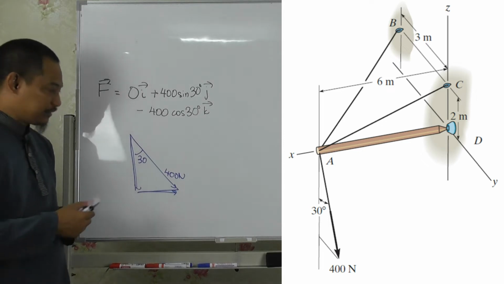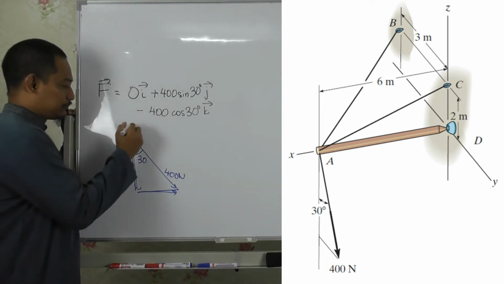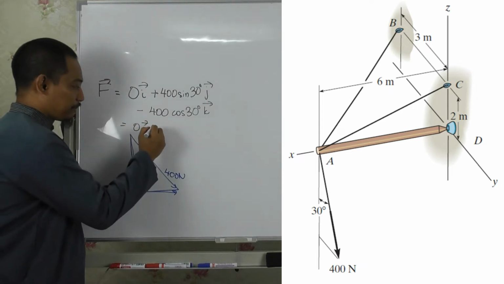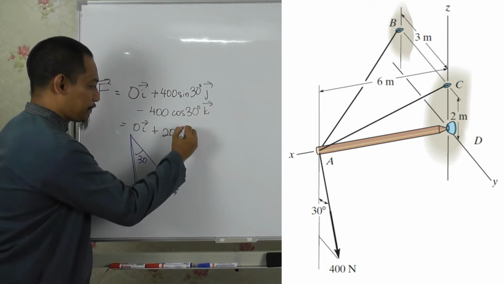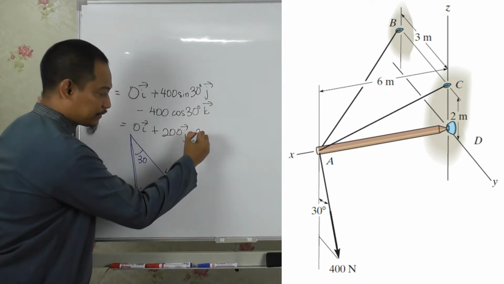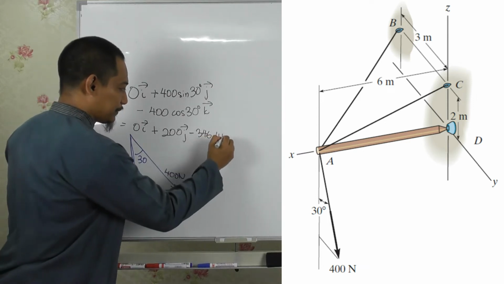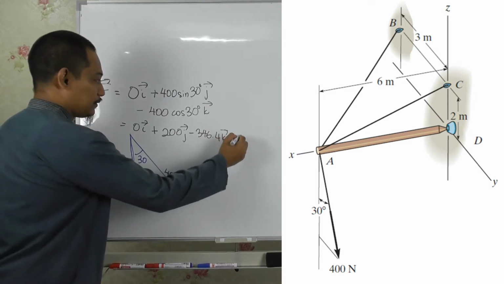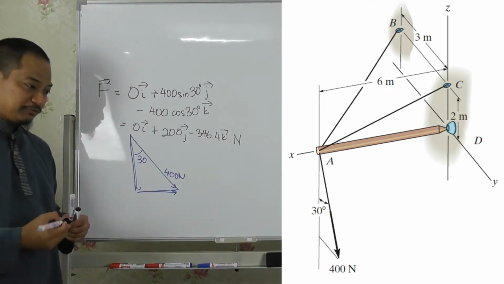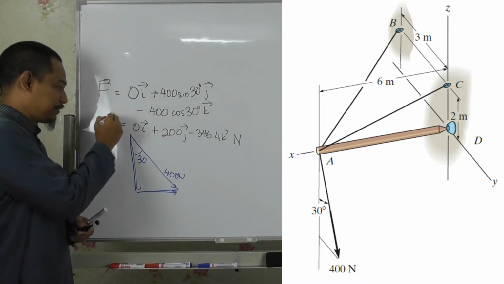so the answer would be straight away, what? So it's 0i plus 200j minus 346.4k, is it? Newton. Right, so basically, if you express the force in Cartesian vector form, it is just simply this one.